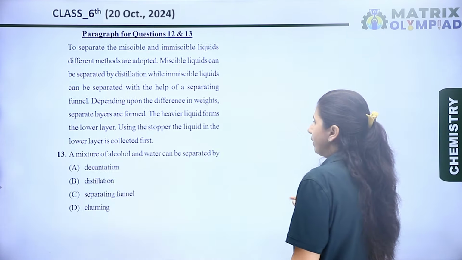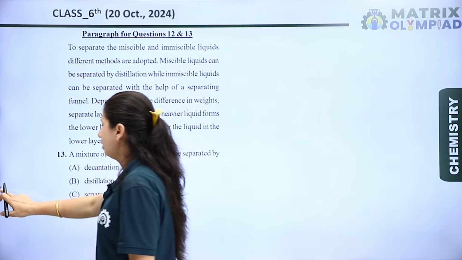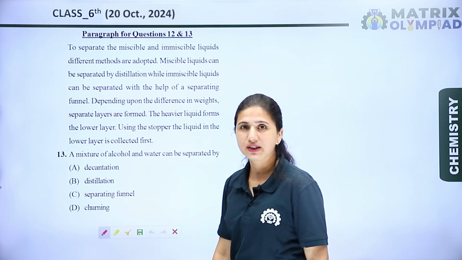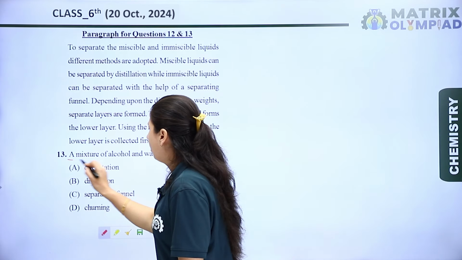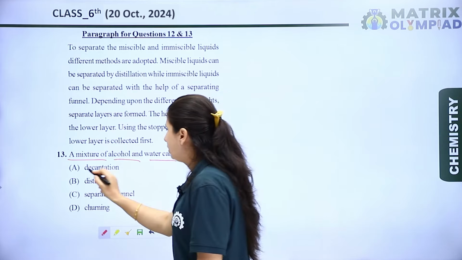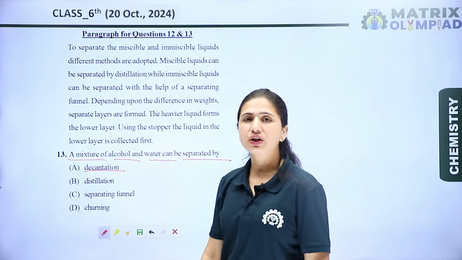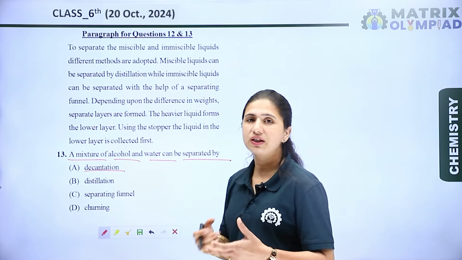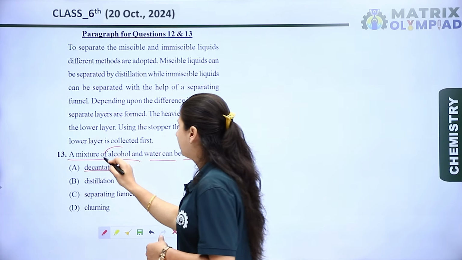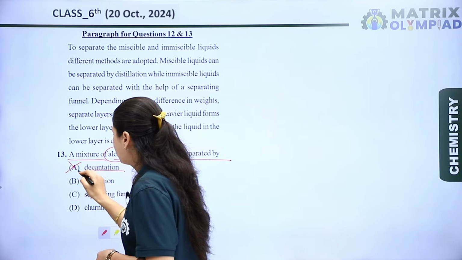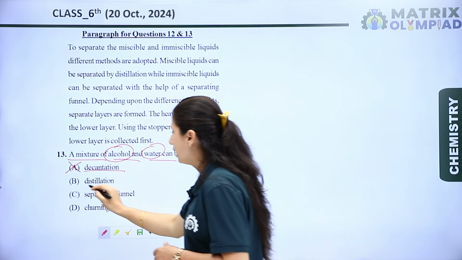Now let's see the next question. For the next question, the paragraph is the same, the question is different. Now let's see the question. The question is, a mixture of alcohol and water can be separated by decantation. By decantation, we can separate the substances which are not miscible with each other, or we can say immiscible substances. But we know that alcohol and water are miscible with each other, so this is not a correct option. Now the next one is distillation.